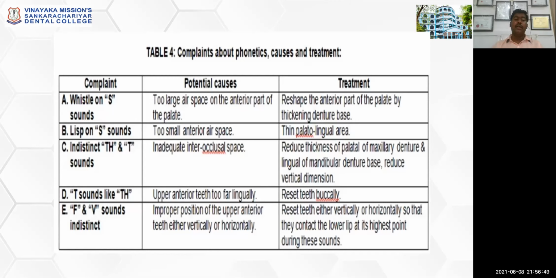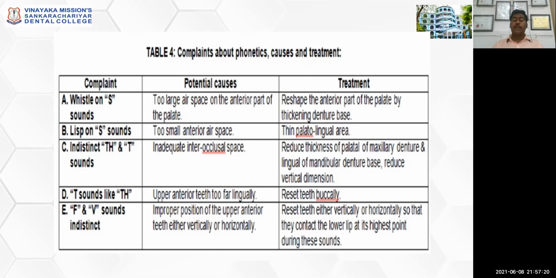So we have to thin the palatolingual area. When you thin the palatolingual area, adequate space is provided. If T, TH and H sounds are indistinct, that means inadequate interocclusal space or freeway space. You have to reduce the thickness of the palatal maxillary denture and the lingual mandibular denture base and reduce the vertical dimension. So the inference is that if you give a proper freeway space of 2 to 4 millimeters, you will not have this problem.